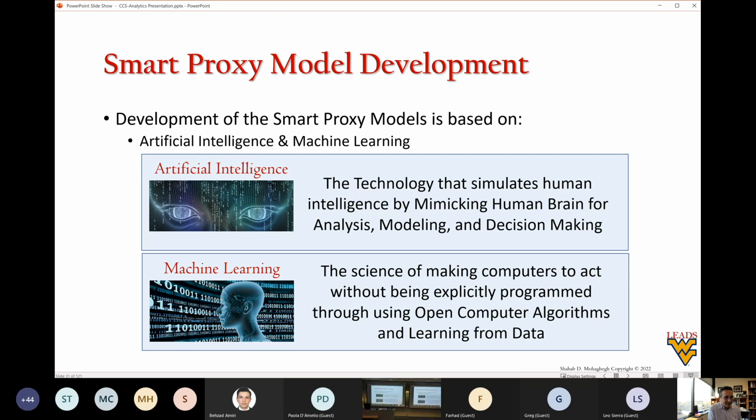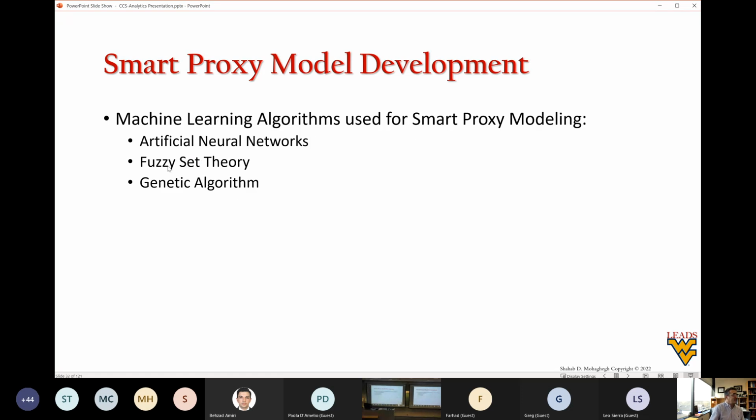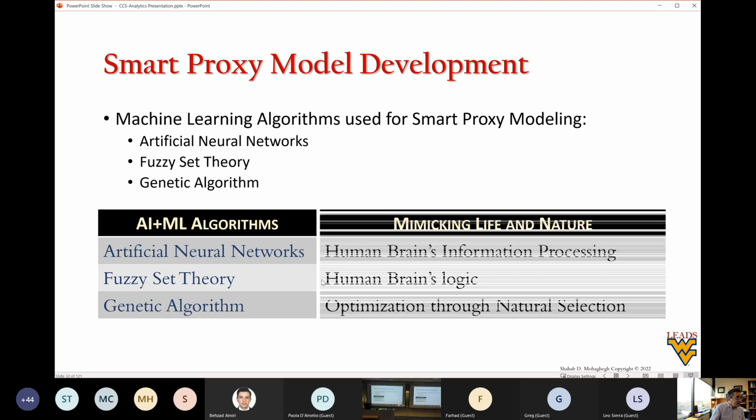Is it possible, or is it the same way of learning if there is no teaching? Why are you in the university? Because you want to be taught, right? Your learning at the university comes from teaching, doesn't it? Then why do you think it's different when it goes to computers? It's really not. With that definition, some of the machine learning algorithms that we use in smart proxy modeling are artificial neural network, fuzzy set theory, and genetic algorithm. What are these?